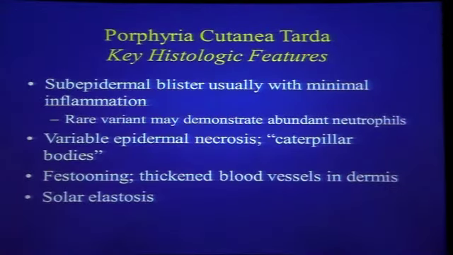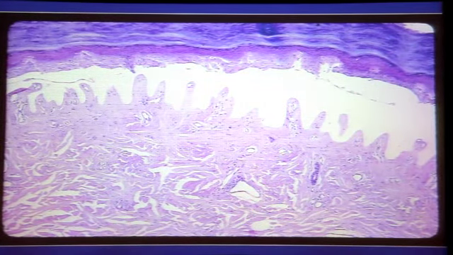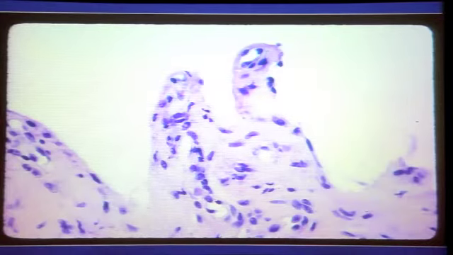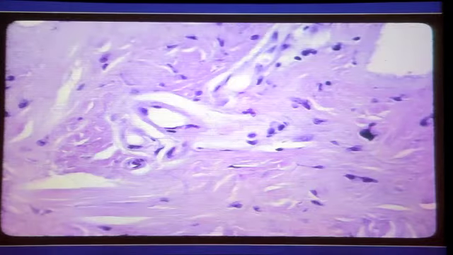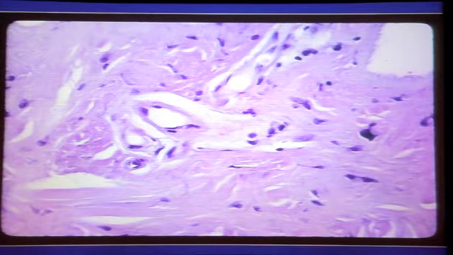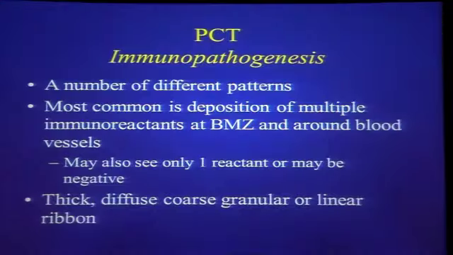And if you look under the microscope, they usually get this sub-epidermal blister, often with minimal inflammation. Sometimes you'll see some neutrophils. We'll talk about that later. But this is a classic pattern where you get this festooning with minimal inflammation, these thick blood vessels where you get this sort of PAS-positive basement membrane material surrounding the blood vessels. This festooning is very characteristic. Here you see the thick blood vessels here, classic for PCT. And you can get immunopathogenesis.